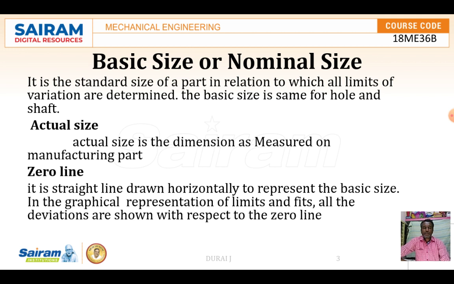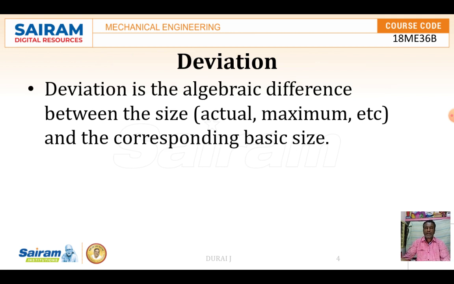Then comes the actual size. If 25 mm is the basic size, the size of the component that is actually manufactured is called the actual size. Or after measuring, the size we get for the manufactured component is the actual size of the component. These are very important in this unit: basic size, actual size, nominal size, as well as zero line.